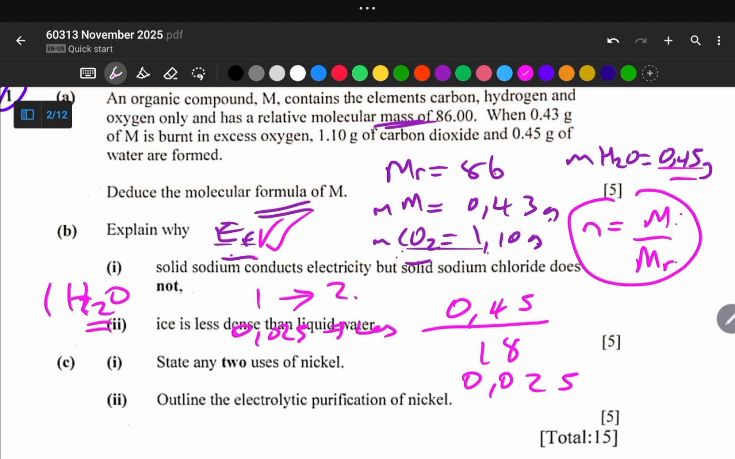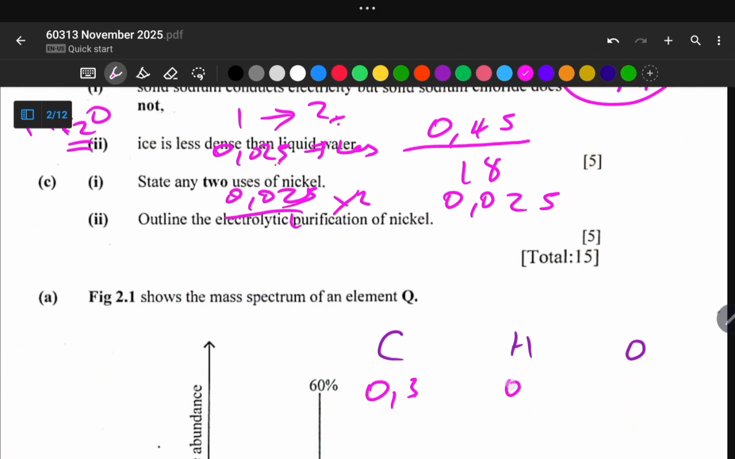So 1 proportionally to 2, and then 0.025 to less, right? So we're simply going to multiply this one by 2, right? Simple proportion, 0.025 over 1 by 2. So it's 0.025 by 2. And then we are going to have 0.05, right? So here the mass is equal to 0.05 grams.